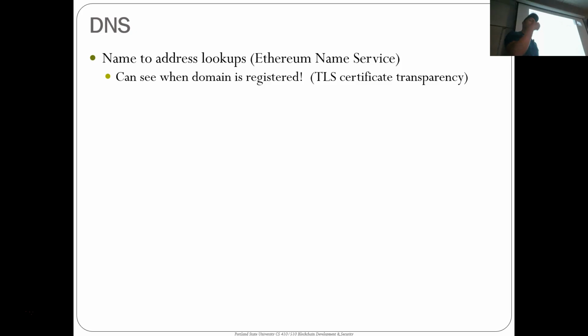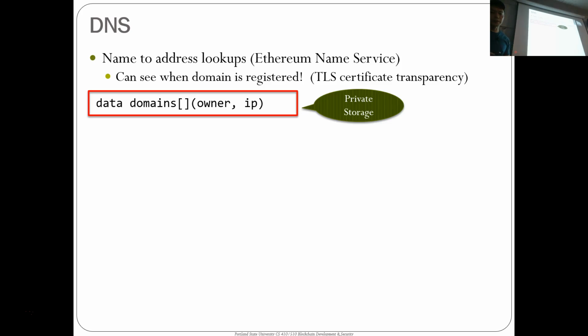If you don't trust that certificate authority, then what you would want to have happen is every time that certificate authority signs a certificate, you would want that to be public knowledge. And that is what TLS certificate transparency is doing. It's forcing every single certificate authority to publicize any certificate that it signs. This is something that a blockchain does very well, signing certificates and then publishing them. So this is the idea of the Ethereum Name Service.